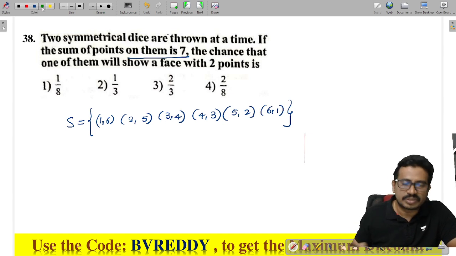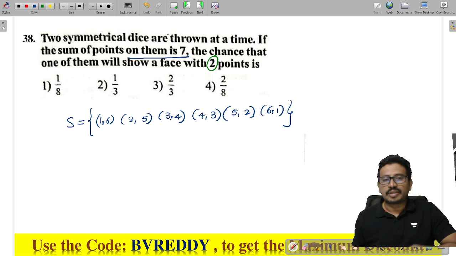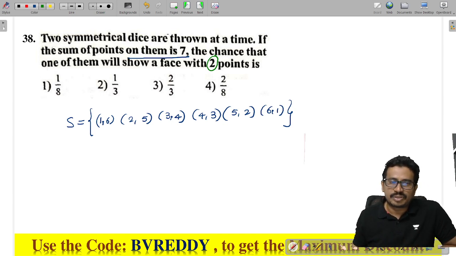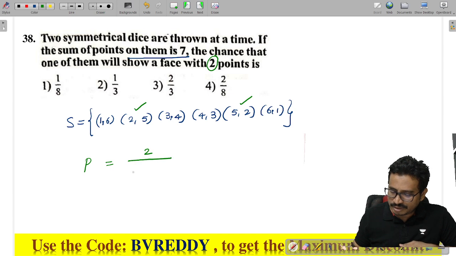Totally the sample space is 6. In this we need to get one of the faces to show 2. That means here we have a 2, and here we have a 2. So the probability is favorable events 2 and sample space events 6. So which is given as 1 by 3.